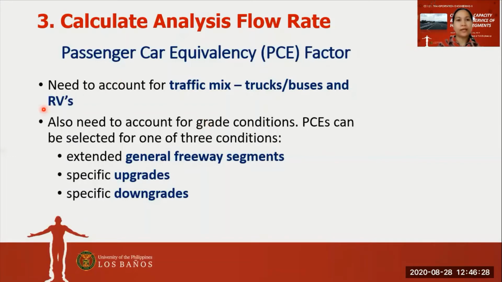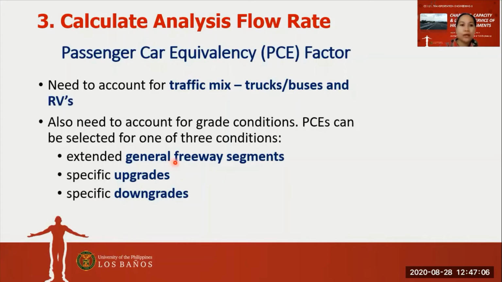We also need to take into account the traffic mix. For example, you have passenger cars on the freeway, you have trucks and buses as well, and recreational vehicles. So you have to convert them into passenger car equivalents. And we also need to take into account the conditions of the grade. And PCEs can be selected for one of 3 conditions: specific upgrades, specific downgrades, and extended general freeway segments.